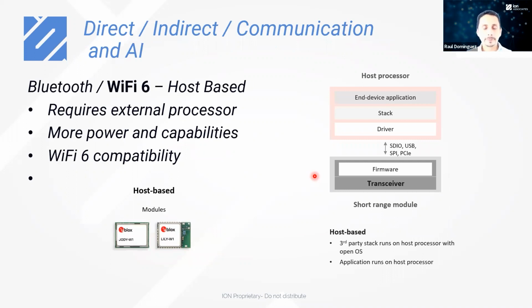We also have, if you need more Wi-Fi and Bluetooth power, these that are called host-based. This requires external processors that are normally used in Android or Linux. So you have more power there. You can even create a Wi-Fi router using those modules. So these are very powerful, but you need an external processor. Next, please.